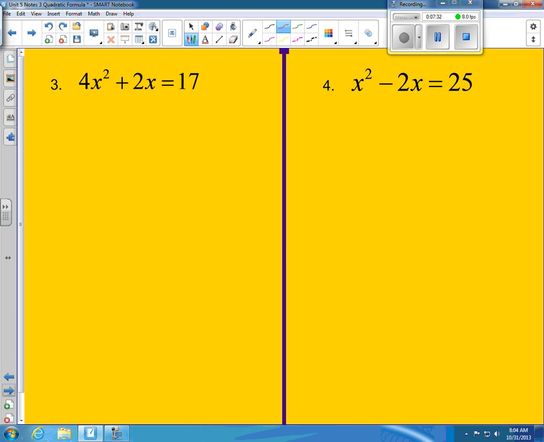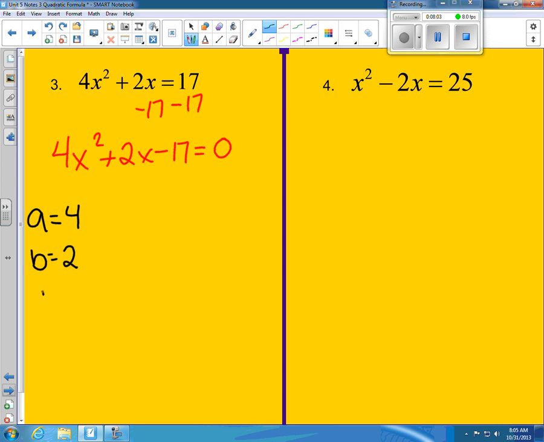Okay, let's go ahead and take a look at problems 3 and 4. Look at those. Both of them are not equal to a number. So we need to set those equal to 0. Well, the only way to get those equal to 0 is to subtract over the term that it is. So we're going to subtract 17 over onto both sides. So our quadratic now is 4x squared plus 2x minus 17 equals 0. Let's just go ahead and identify a, b, and c for this. A is 4, b is 2, and c is negative 17.